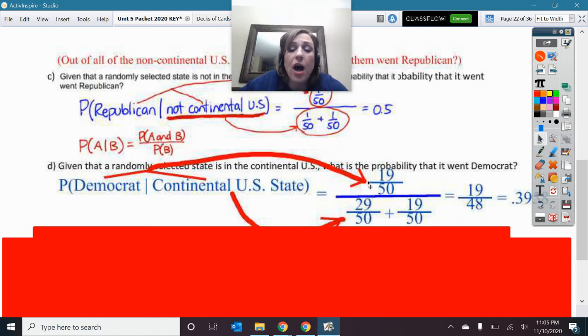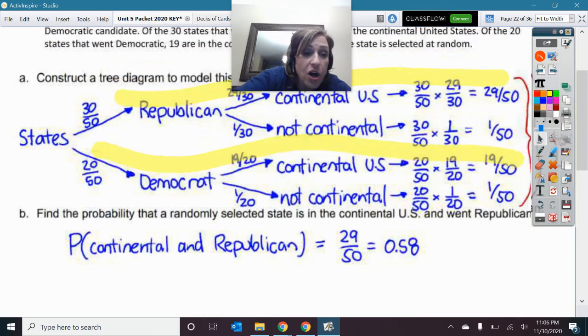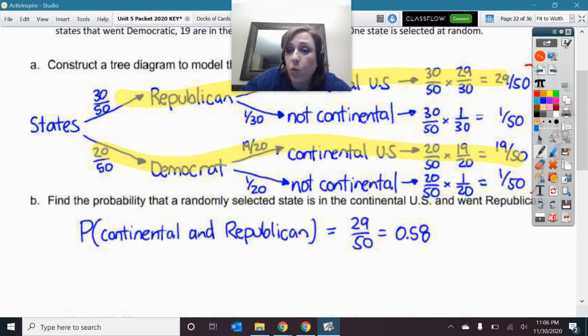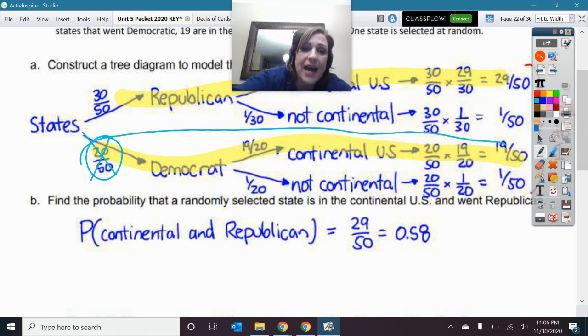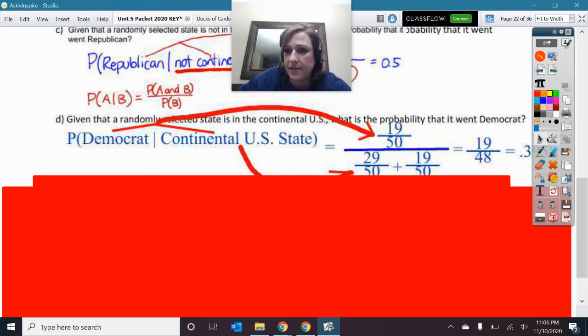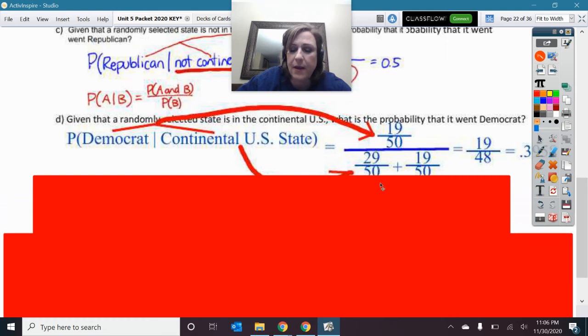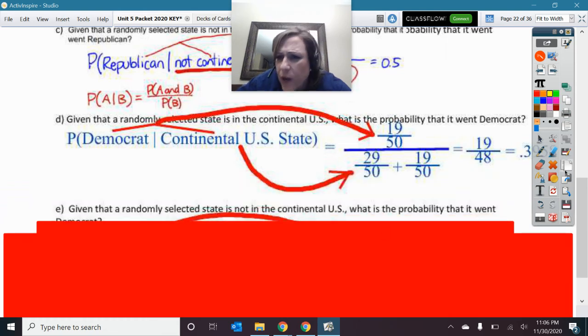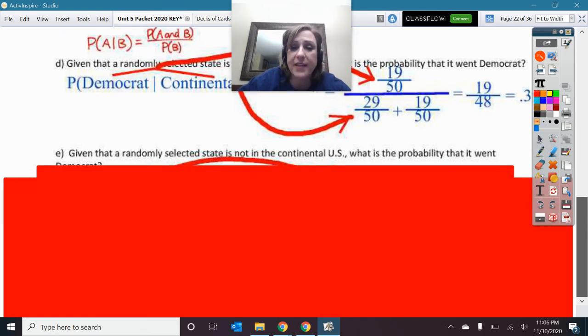And then the top part is, what is the Democrat continental U.S. portion? Not all 20 out of 50, oopsie. That's just probability of A, that's all Democrats. No, it is the Democrat continental portion. That's the 19 out of 50, not the 20 out of 50, that is the numerator. Okay? So that brings us to 19 out of 48, which was 0.39 something. Okay, try the next one.